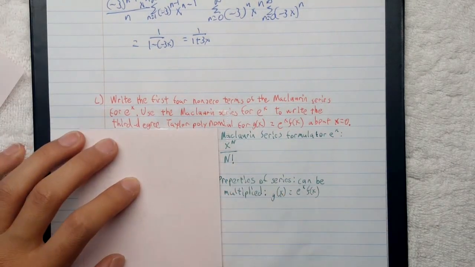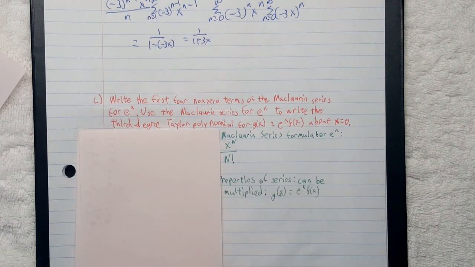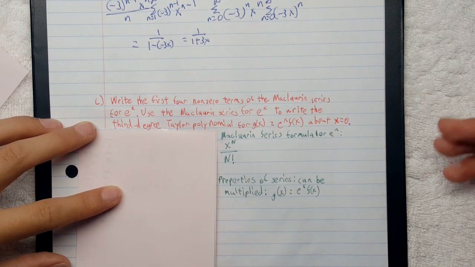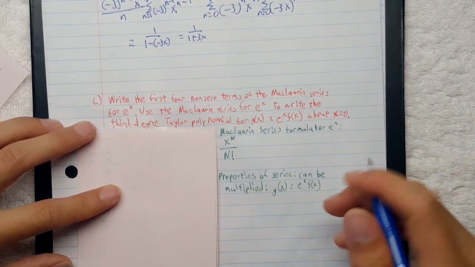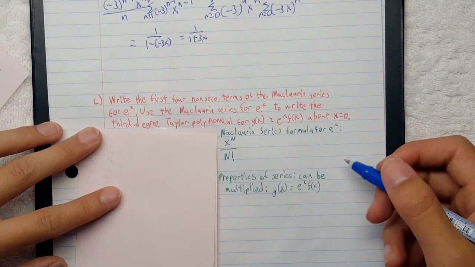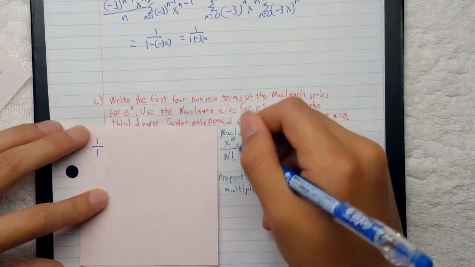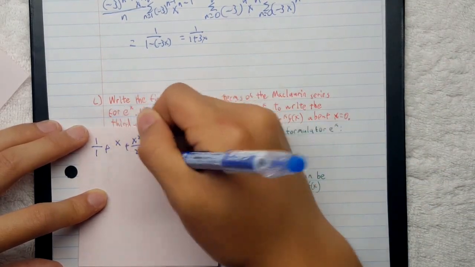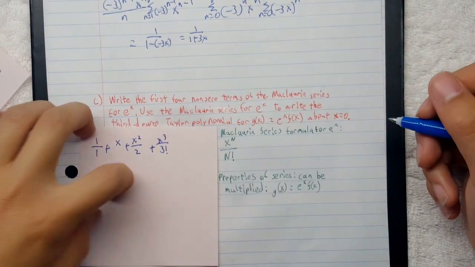Okay, now part C wants us to use the first 4 non-zero terms of the Maclaurin series for e to the x, then use the Maclaurin series to write the third degree Taylor polynomial for g of x, where g of x is e to the x times f of x about x equals 0. So first, let's find the first 4 non-zero terms of the Maclaurin series for e to the x. This is one of the formulas you should memorize for the AP test, and all it is is x to the n over n factorial. So let's do that. We have 1 plus x plus x squared over 2 factorial, which is just 2, plus x cubed over 3 factorial, or 6.